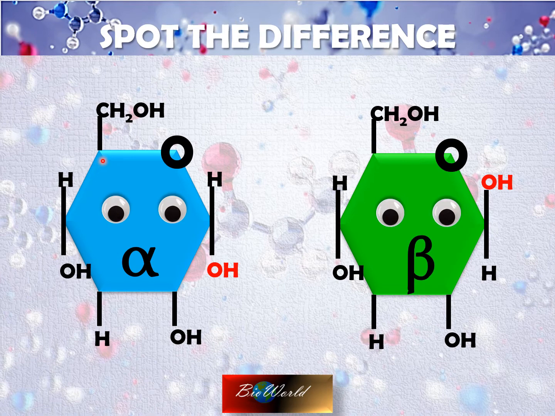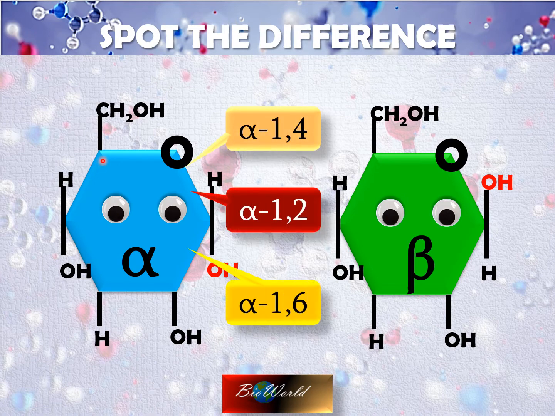Now we have already been introduced to the fact that alpha glucose can condense to form alpha 1,4 glycosidic bond, alpha 1,2 glycosidic bond, and alpha 1,6 glycosidic bond. So what kind of bond does beta glucose make? Well, today in BioWorld, I am going to tell you. Follow me.